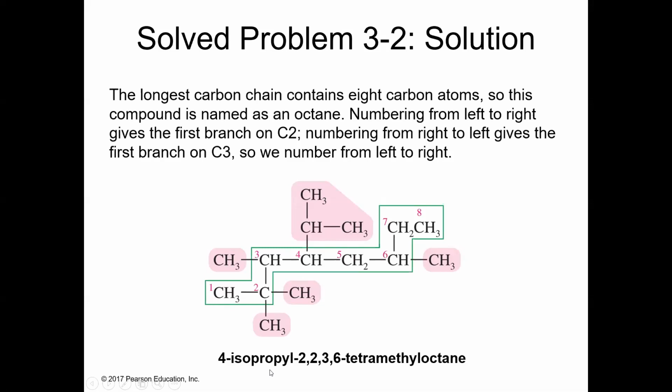Okay, so here is, this is not one with a complex substituent, but this is just one with a lot of substituents. Longest chain is 8, so that's octane. We have an isopropyl on 4. We have 4 methyls, so that becomes tetramethyl. 2, 2, 3, 6 tetramethyl. Whenever we have a tetramethyl, we need 4 numbers. If I just said 2, 3, 6 tetramethyl, where's the 4th methyl? You don't know. You need 4 numbers.